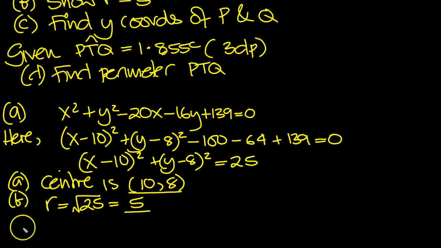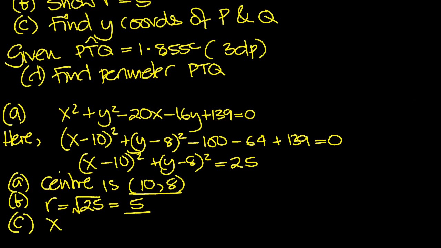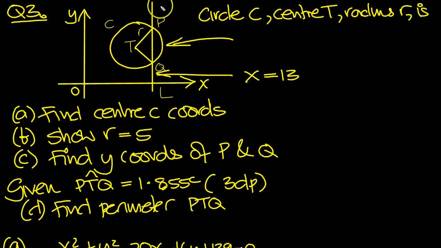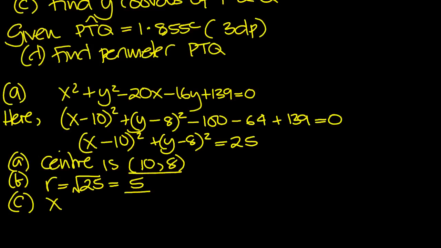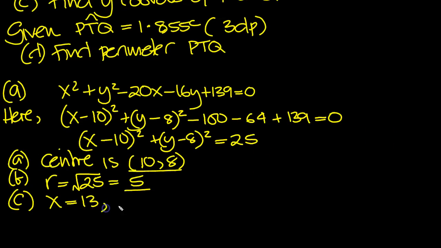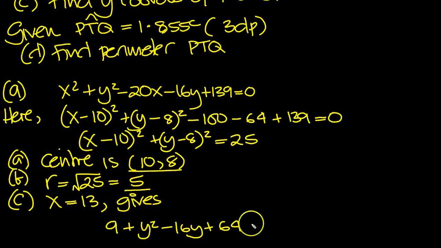And then part C, find the y-coordinates of P and Q. Well, here we're told x equals 13, aren't we, in this part of the problem? If we look at the diagram, x is 13 here. So x equals 13 then, and we need to find out the y values given in the circle. So put it in here perhaps, or we could put it in here. It'd probably be easier for calculation purposes to put it in here. 13 minus 10 is 3, 3 squared is 9, plus y, I'm going to expand this bracket, y squared minus 16y plus 64. Bring the 25 over, minus 25 equals 0, doesn't it?